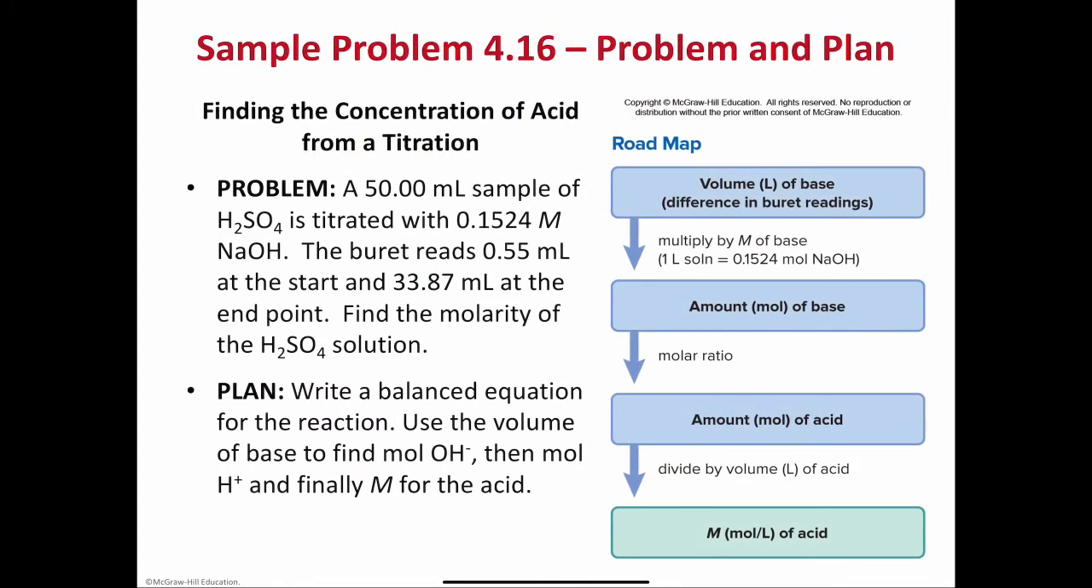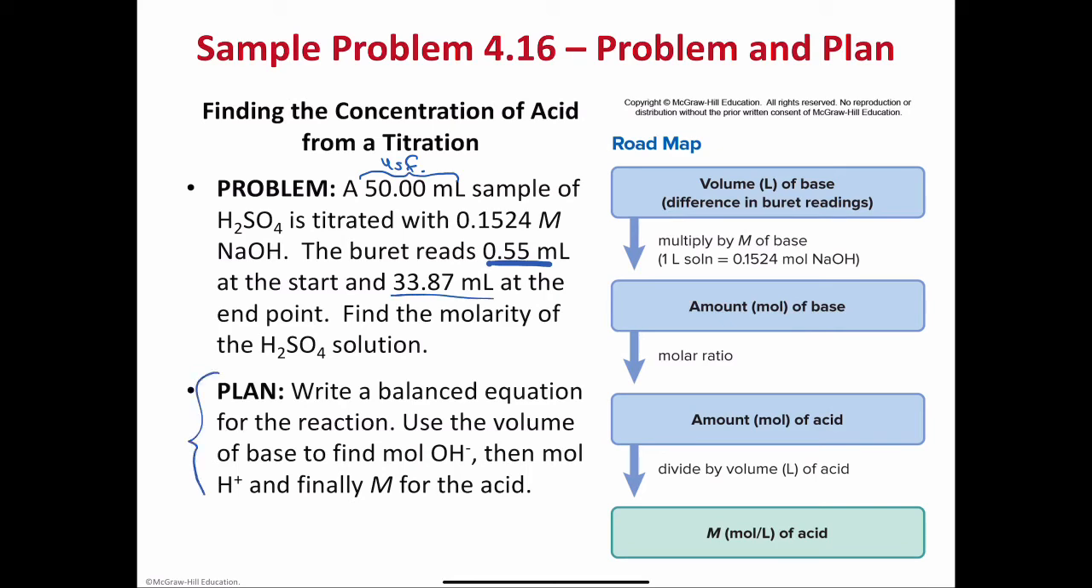And this one is just a plain old titration problem, very common problem that comes up in general chemistry. So it says here, a 50.00 milliliter sample of sulfuric acid. So right away we see that we must have used a volumetric pipette to measure this because I have 4 sig figs in the volume of my acid. And I titrate that 50 mils of sulfuric acid with a 0.1524 molar solution of sodium hydroxide. The burette reads 0.55 milliliters at the start, and then I end up with 33.87 milliliters at the end. What's the molarity of the sulfuric acid solution?